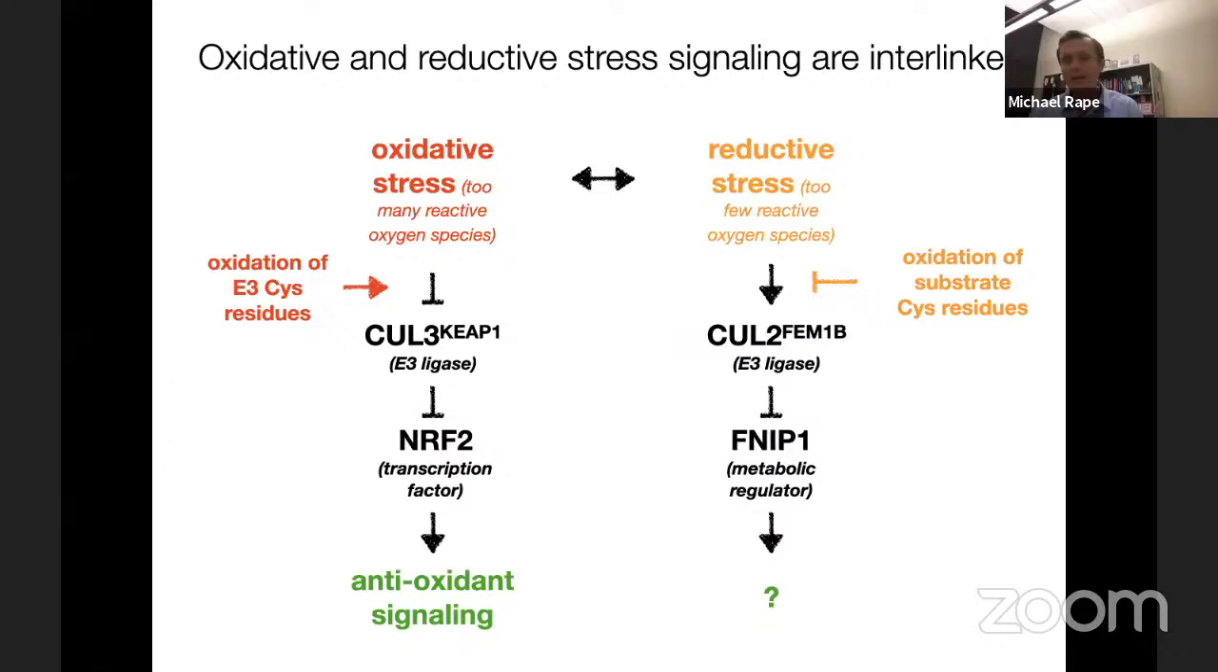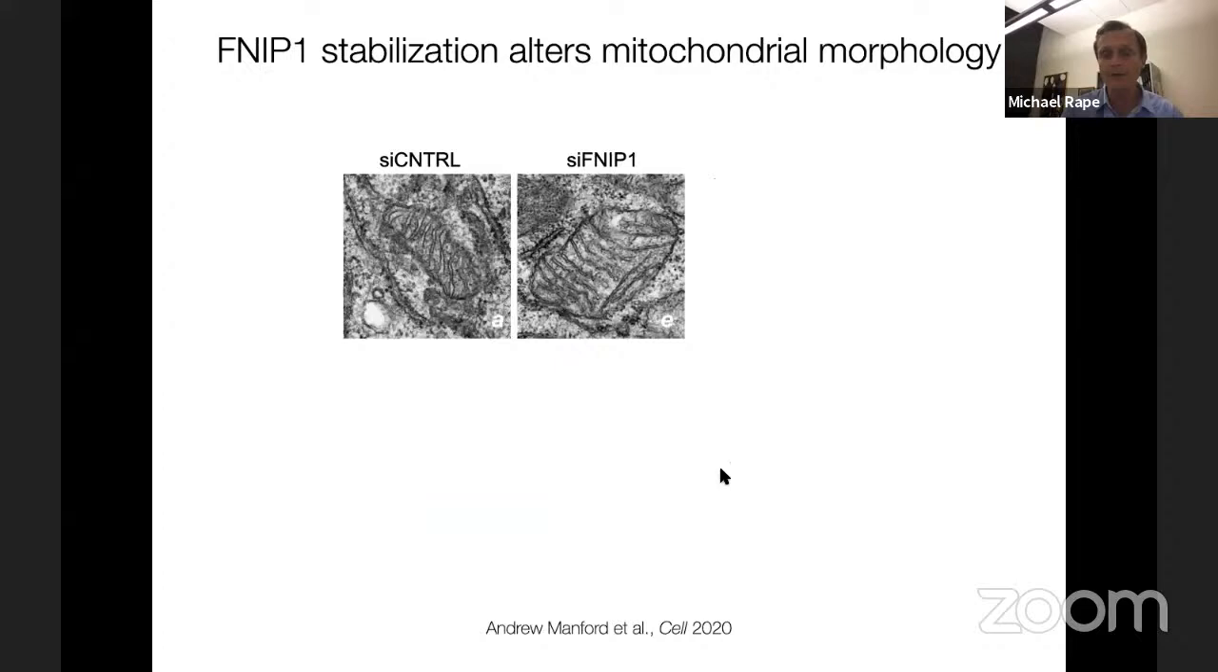And it suggested that reductive stress causes a reduction of residues in the substrate that are typically oxidized. And this reduction event allows the E3 ligase to recognize its substrate. And so the final thing was, what does it do? Well, most of the reactive oxygen species are produced by mitochondria. So we looked at mitochondria. We did this by various means. I'll just show you two.